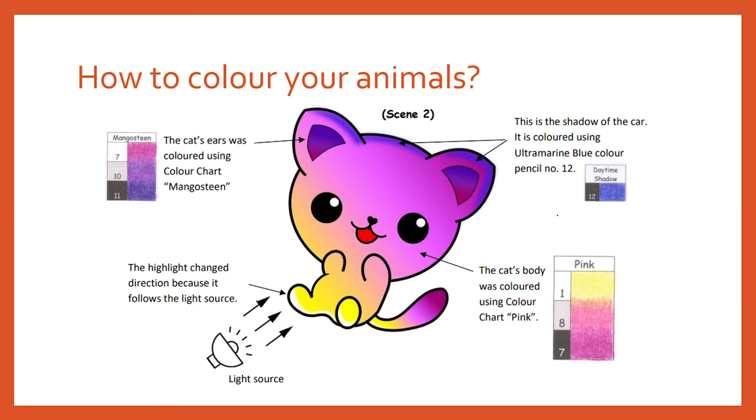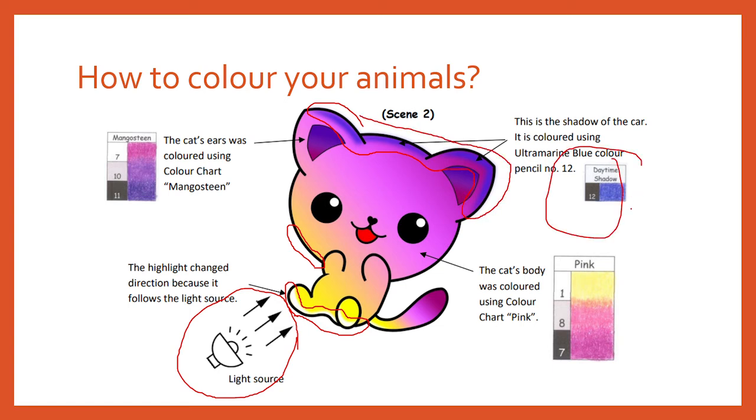Okay, this is a cat. Of course, the cat is not pink. This is just for demonstration. If the light is at the bottom, of course you add the highlight here. White part, you can add some here also if you want. And then away from the light, which is this part, I add daytime shadow. Again, I use ultramarine blue color pencil number 12.